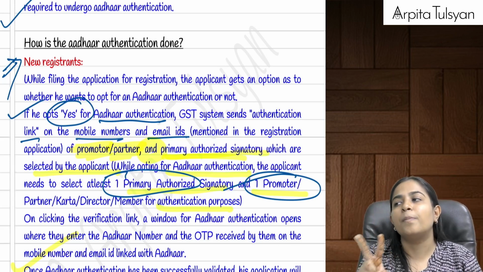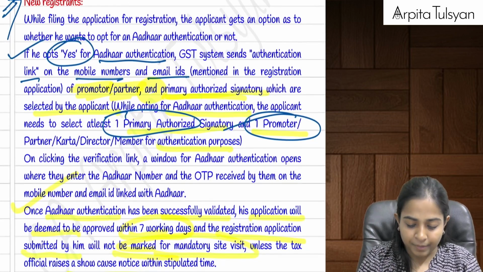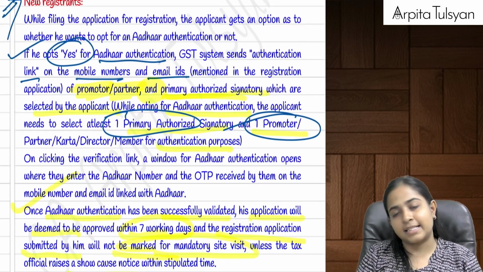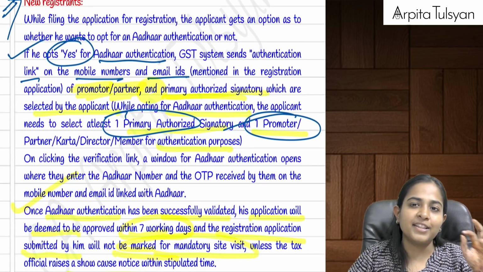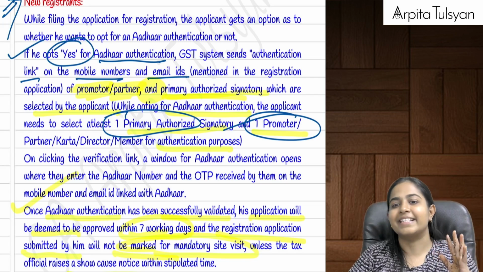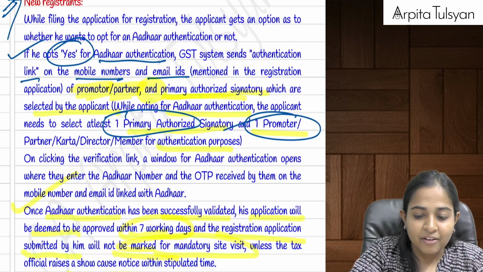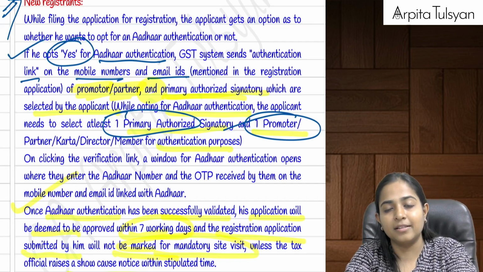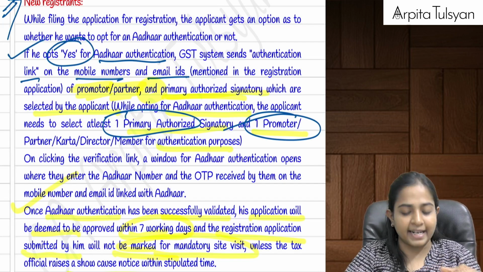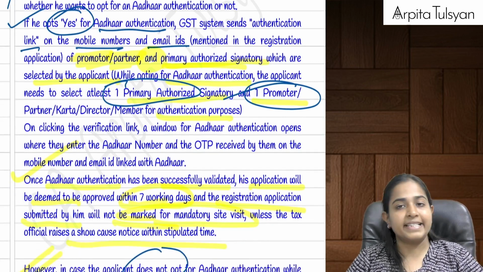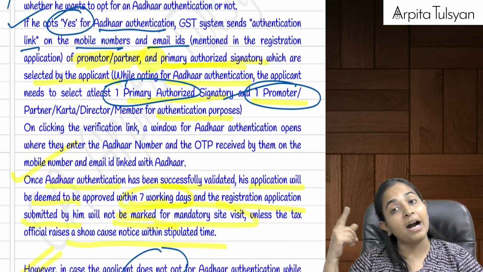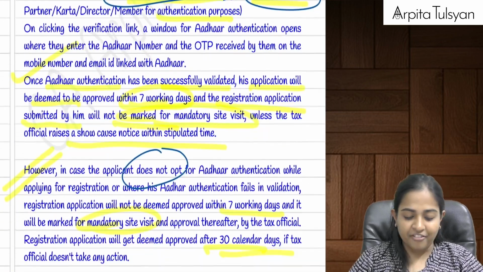So this way, two persons' Aadhaar authentication has to be done. And if he has successfully done this Aadhaar authentication, then within a time period of 7 days, his application, his registration will be deemed to be granted. If it is not done properly, then it will be marked for the purpose of site verification.